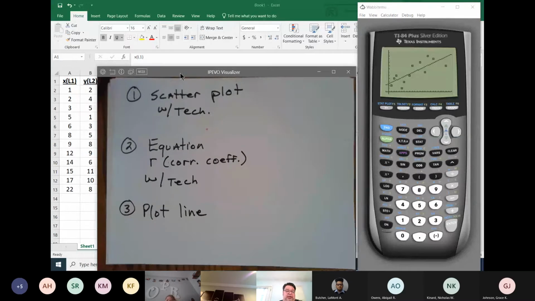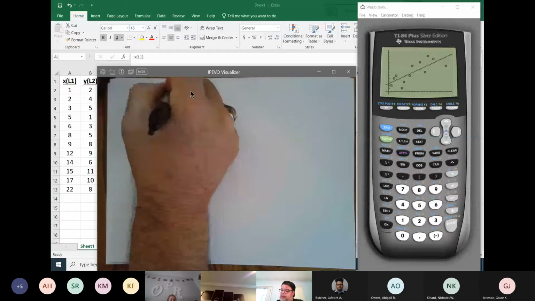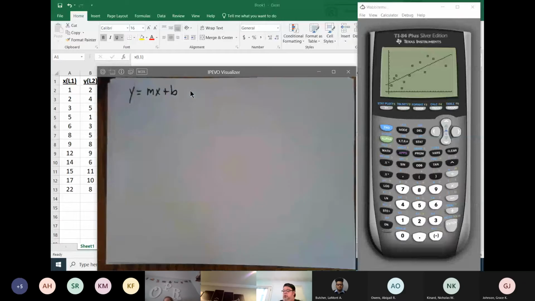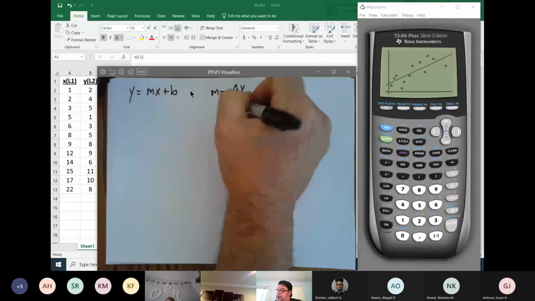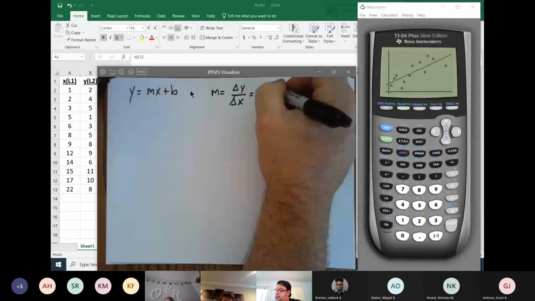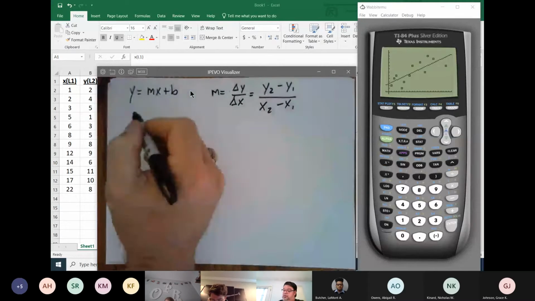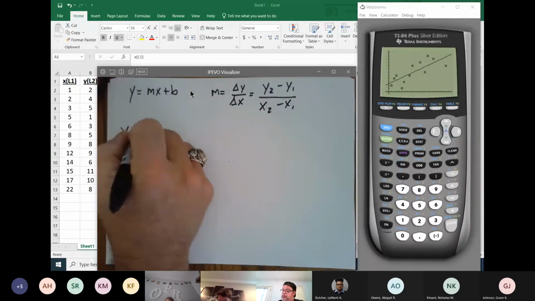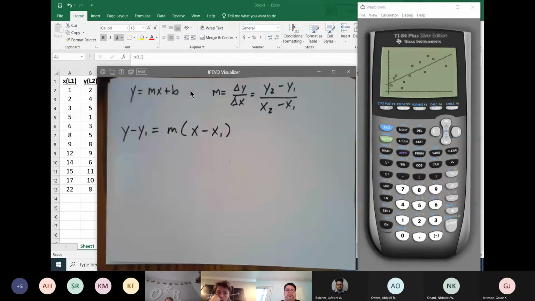Now I need to show you one more thing before we conclude 4.1 and 4.2, and that is we got to bring back our old buddy, the slope and the point slope equation. Y is equal to mx plus b, that's the standard form of a line. And m is equal to delta y over delta x, which means y sub 2 minus y sub 1 over x sub 2 minus x sub 1. And the point slope equation, y minus y sub 1 is equal to m times x minus x sub 1. Does everybody remember those guys?